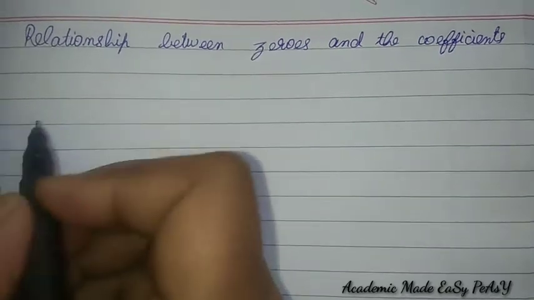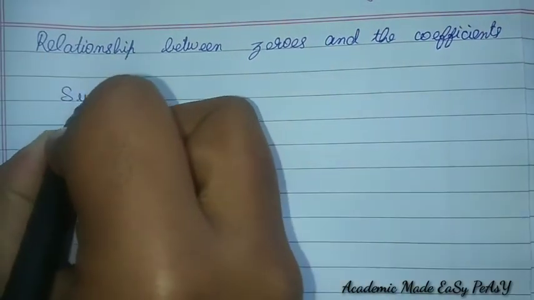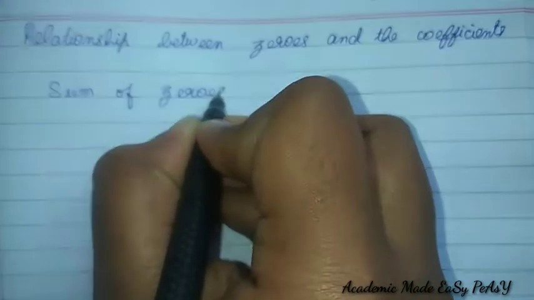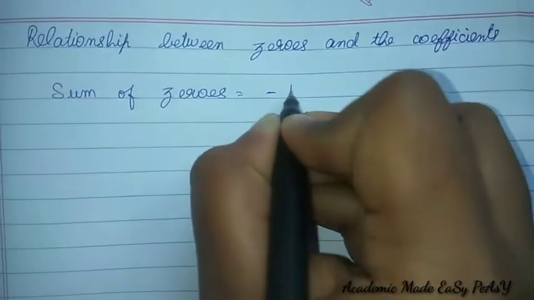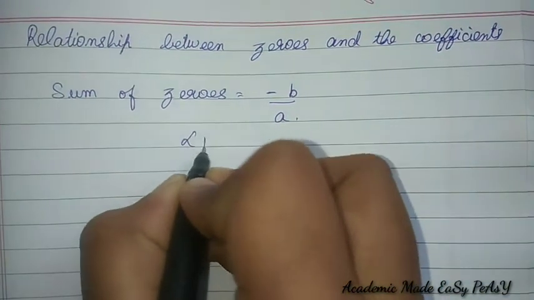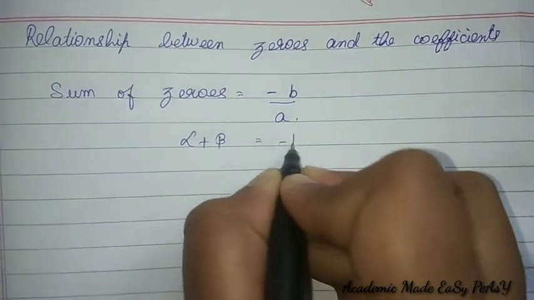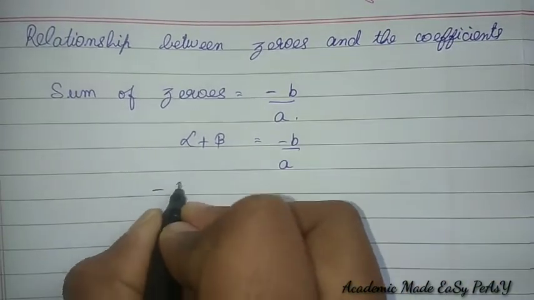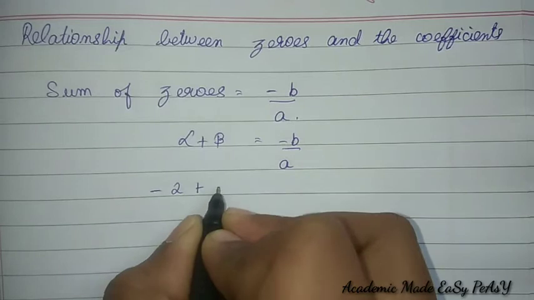So first I will be taking the sum of zeros. So the sum of zeros is equal to minus b by a. This is the formula, isn't it? So alpha plus beta is equal to minus b by a. So what was my alpha? Minus 2, plus my beta is 4.